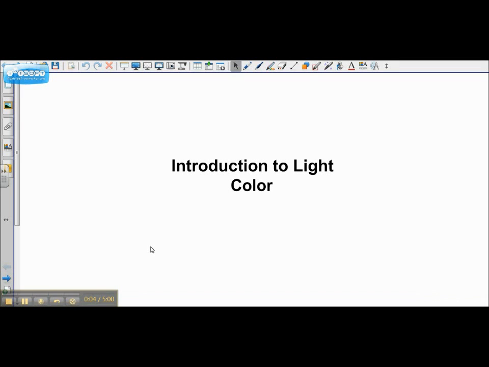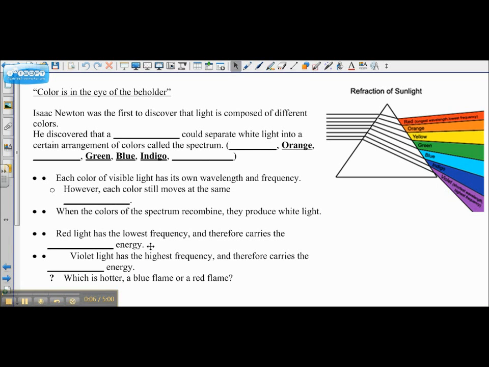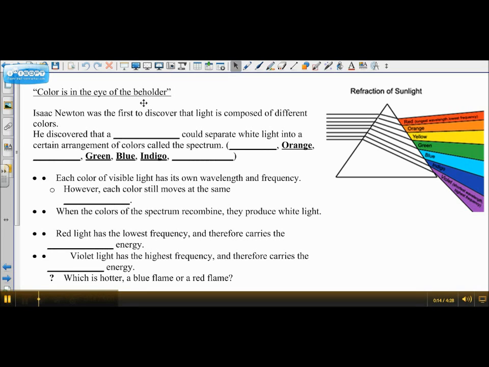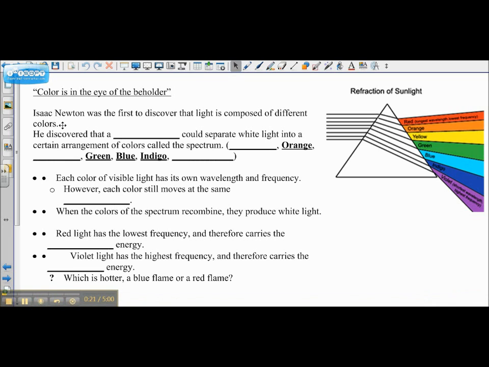We're going to look at color now. And so first, we're going to look at color in terms of how we discovered it. So color is in the eye of the beholder, and we're going to talk about that more in terms of how we perceive color on another screen. So Isaac Newton was the first to discover that light is composed of different colors.